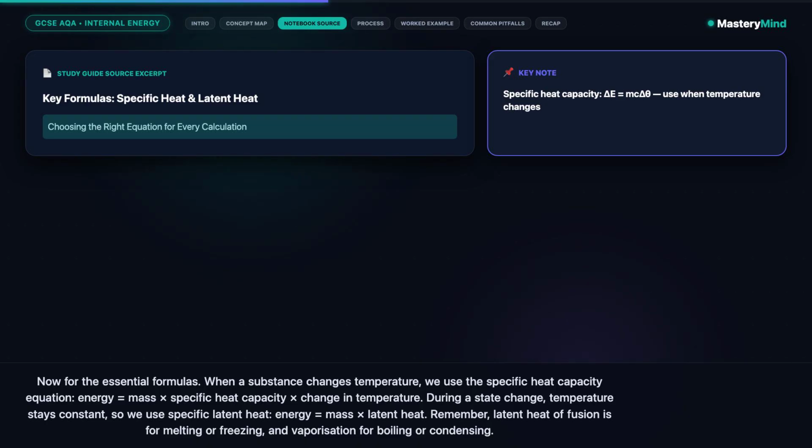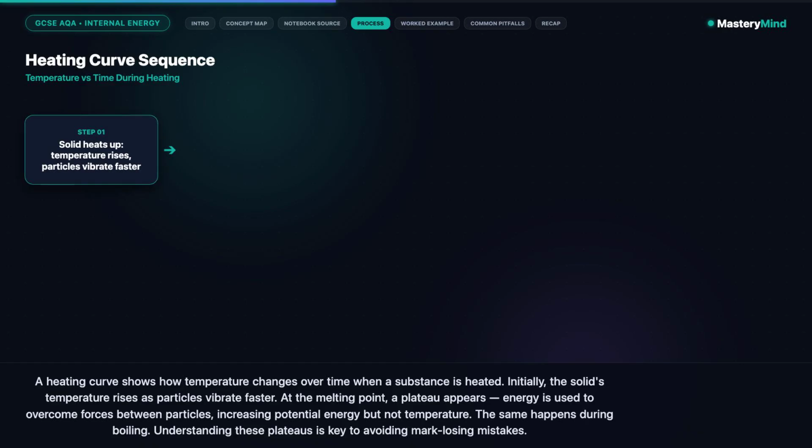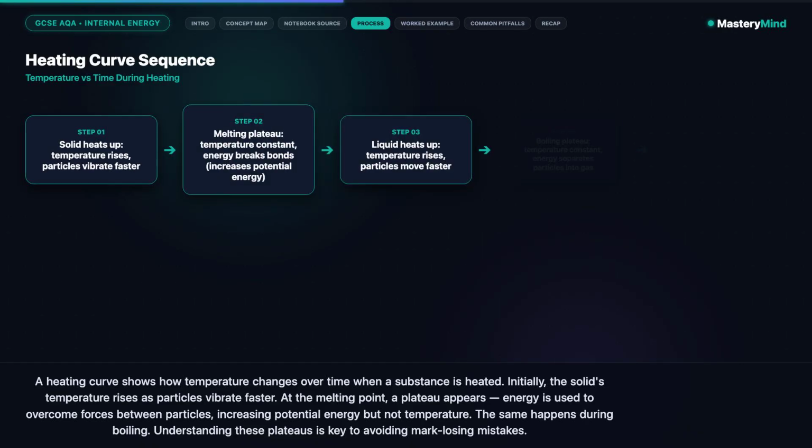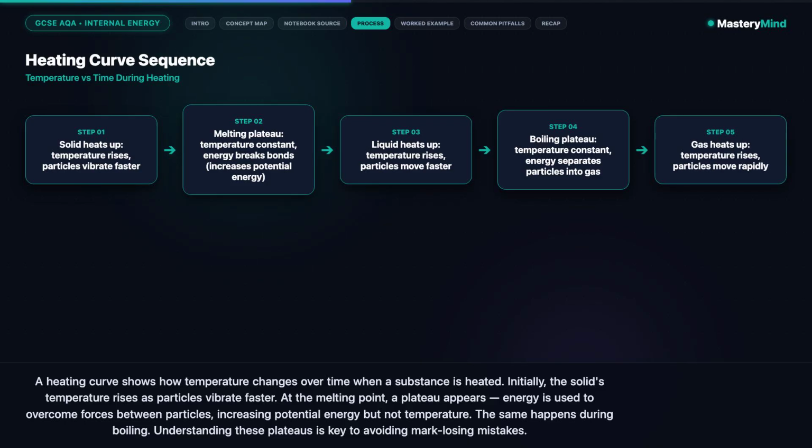A heating curve shows how temperature changes over time when a substance is heated. Initially, the solid's temperature rises as particles vibrate faster. At the melting point, a plateau appears. Energy is used to overcome forces between particles, increasing potential energy but not temperature. The same happens during boiling. Understanding these plateaus is key to avoiding mark-losing mistakes.